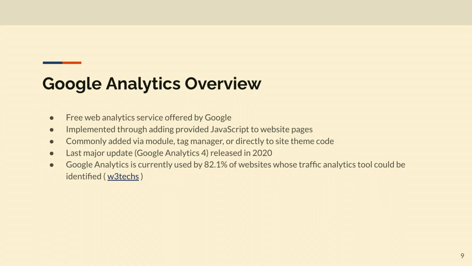So, an overview. What is Google Analytics? It's a free web analytics service offered by Google. It's generally implemented by adding JavaScript to website pages, which is important because it can't track things if the page doesn't load. It's commonly added via a module in Drupal or tag manager or directly into the site theme code. The last major update was Google Analytics 4 that came out in 2020. Who here used Google Analytics before 2020? I know I did. It's way different in Google Analytics 4, but it's currently used by over 82% of websites whose traffic analysis tool could be determined by W3 Tech.